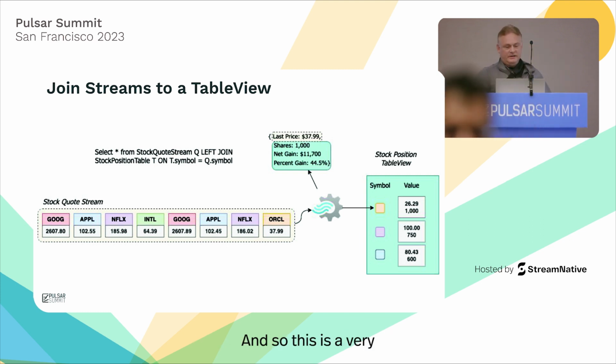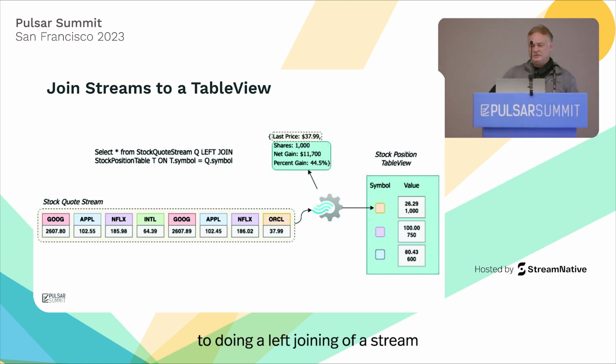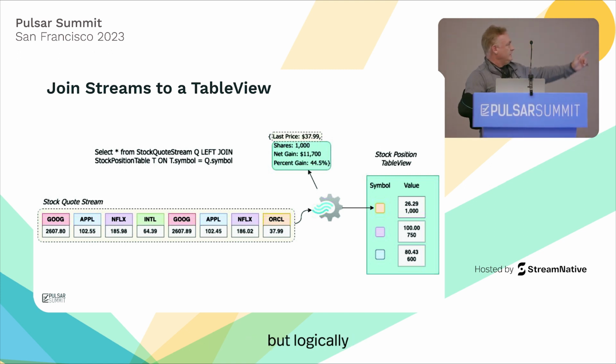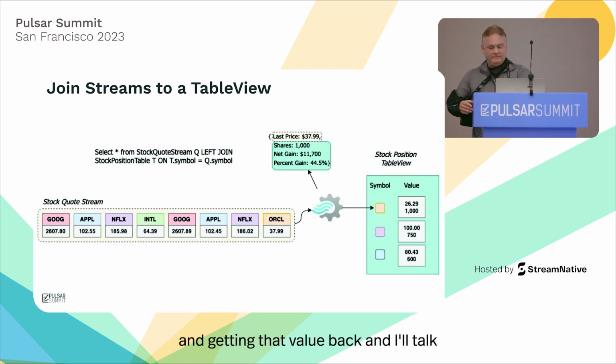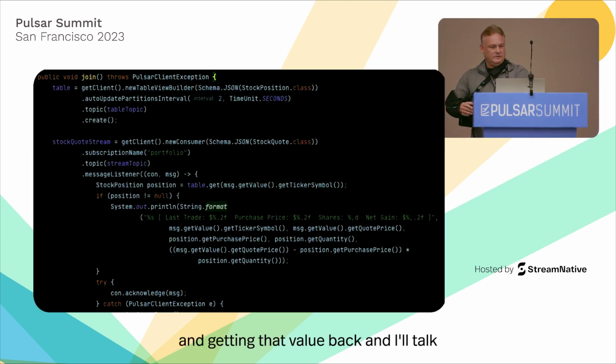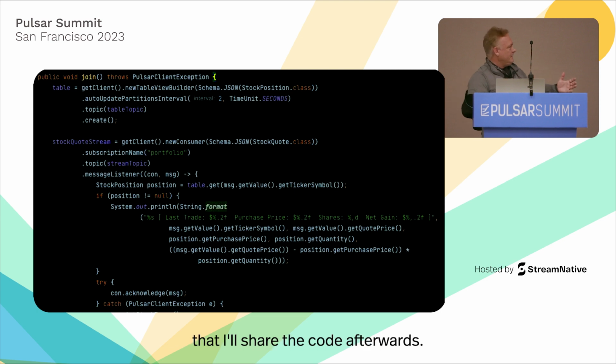And so this is equivalent to doing a left join of a stream to a table in SQL. But logically, you can think of it as that select statement there, joining on the symbols and getting that value back. And so here's the code that implements that. I'll share the code afterwards.